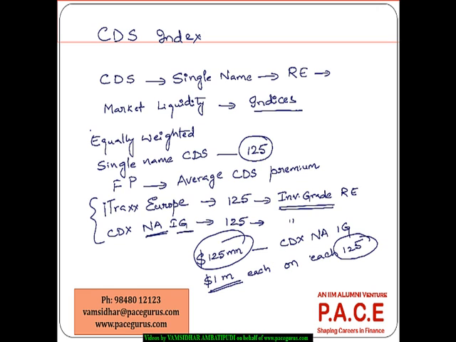Now the good thing about this index is there is a roll every 6 months. So the constituents of the index keep changing. The major factors that get considered are, first, an adjustment to the maturity that happens during the rolling process. These indices are available for different maturities, typically 5, 7, 10 years. So according to the maturities, the constituents are adjusted.